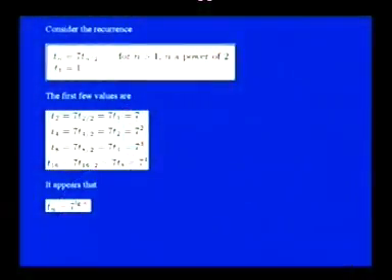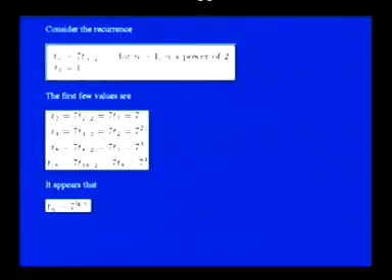I welcome you back to the session. We were talking about how to analyze algorithms, especially the recursive algorithms. We were talking about recurrence equations. Let us start with one more example.